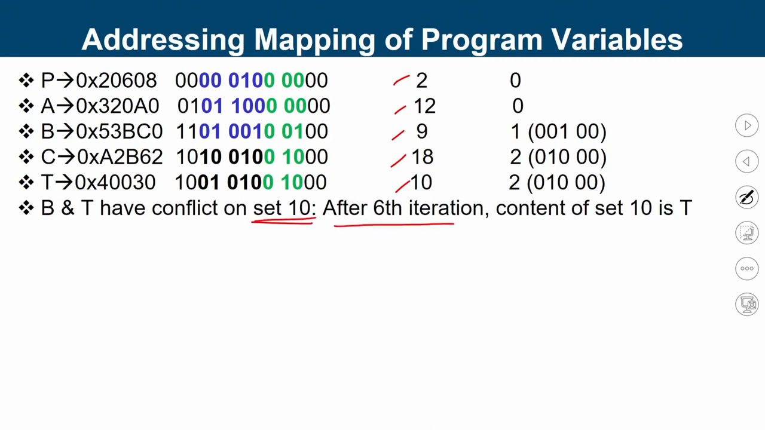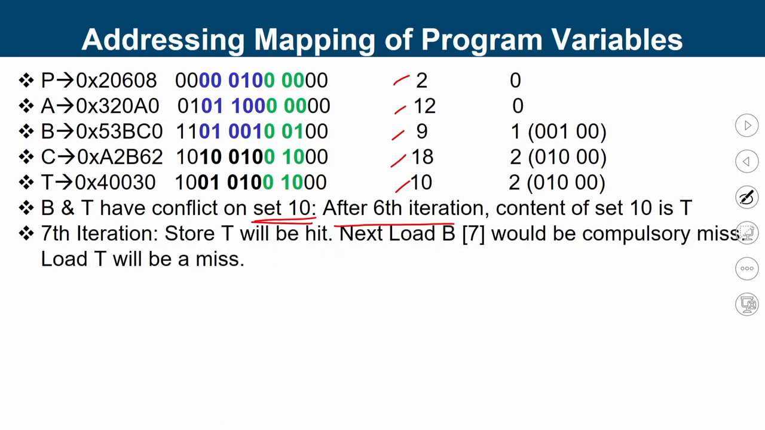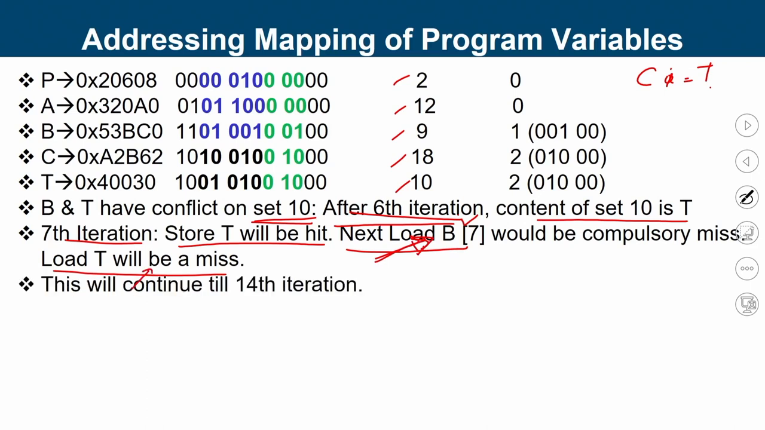After the 6th iteration, the content of set 10 is T, because T is the last one. If you look at the iteration, the last step of an iteration is C of I equal to T. So at the end of the 6th iteration, the content of set number 10 is T. In the 7th iteration, store T would be a hit, but the next load B, that is B7, will result in a miss. Thereafter, whatever load happens in T will also be a miss, because you bring B into set number 10 and later you bring T into the same set number 10. So they will mutually evict. This will continue till the 14th iteration.